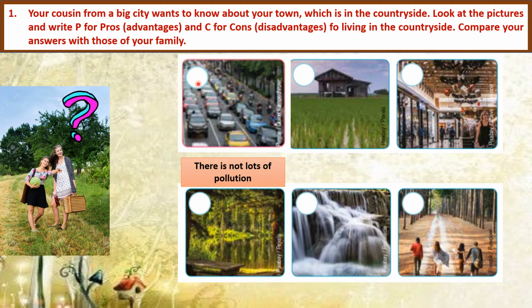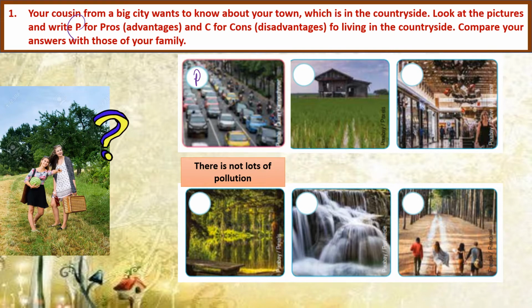In this first exercise, what do you think? If there isn't pollution, that would be an advantage or disadvantage? That would be an advantage. So I'm going to write P, because pollution is bad for our health. So that would be an advantage. If I live in the countryside, I'm going to have less pollution. Okay, that would be an advantage.